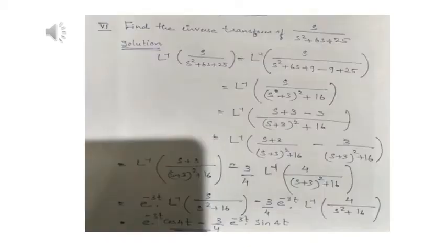Next question, find the inverse transform of s/(s² plus 6s plus 25). So that is L inverse of s/(s² plus 6s plus 25). Here, as we said earlier, we have a quadratic expression. So instead of 2ab it is 6s.